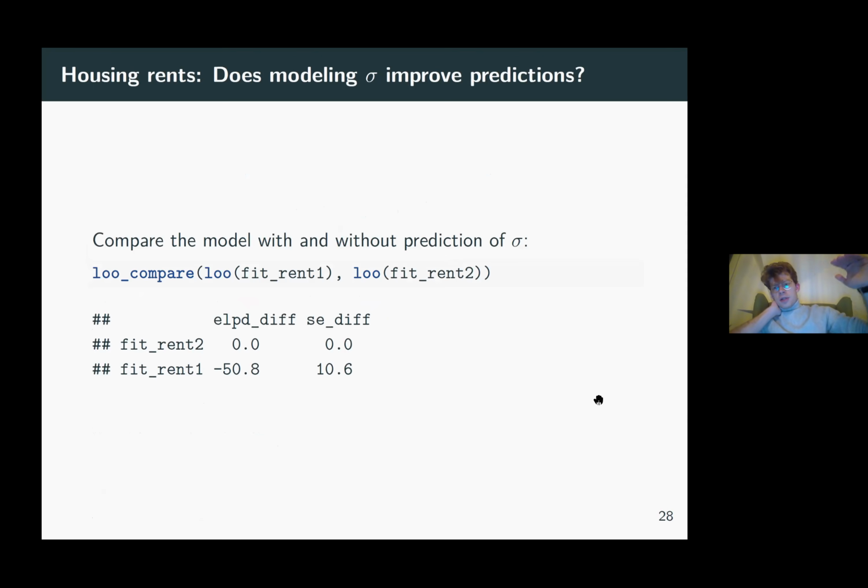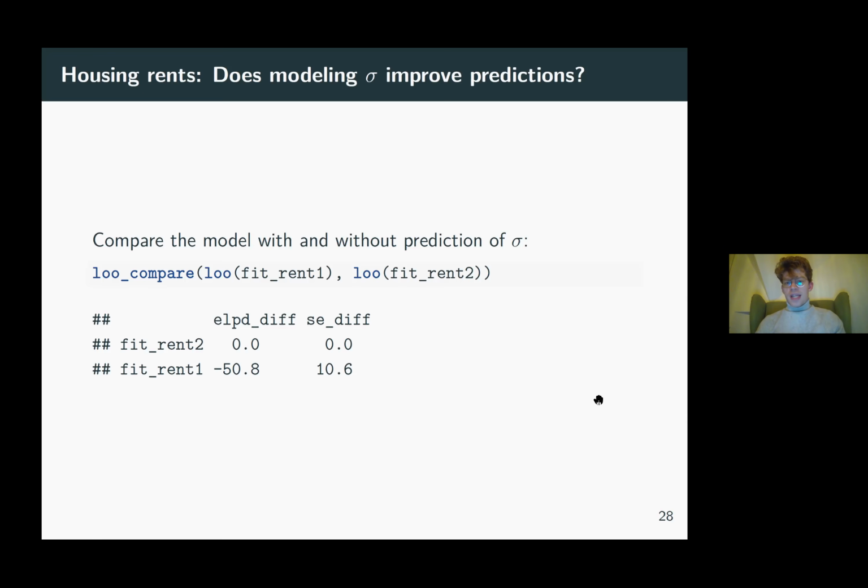And we see that all models are compared with the best model. So the best model has a difference to itself of 0, so the first row is 0. And we see the best fitting model is fitrand2, and fitrand1 has an ELPD difference of -50. That alone wouldn't tell us much, but we see that the standard error of the difference is roughly 10. So in this case, it's roughly 5 times the standard error.